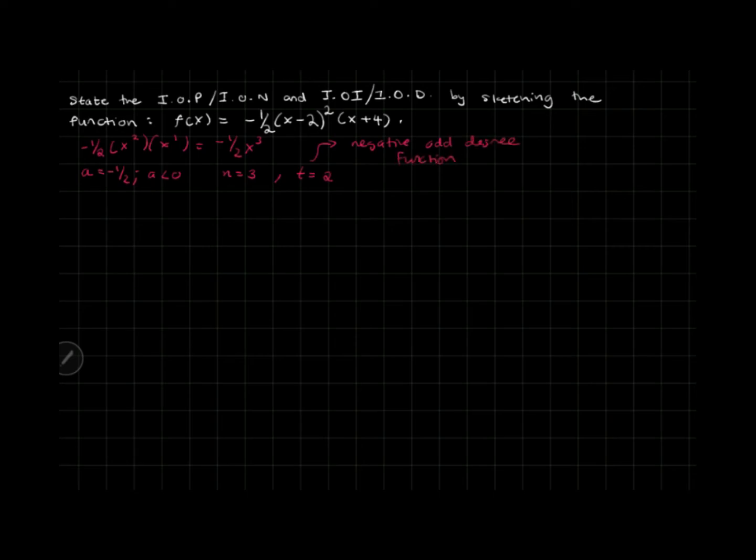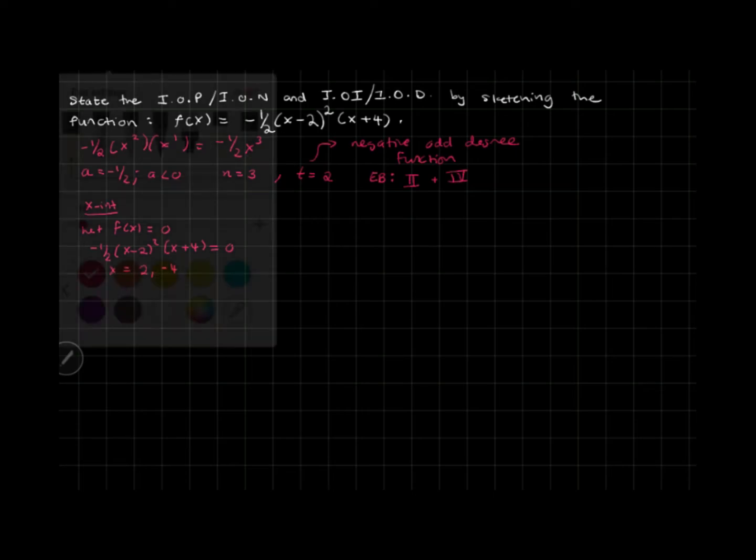Because we have a negative odd degree function, if we were looking at the end behaviors of the function, the end behaviors would be in quadrants 2 and 4. Okay, so we'd have quadrants 2 and 4, right? And after we figure that out, the next thing we want to do is find our intercepts, right? So let's start with our x-intercepts. I'm going to let f of x equal 0, so -1/2 times (x - 2) squared times (x + 4) equals 0. So x can be equal to 2 and -4, right?